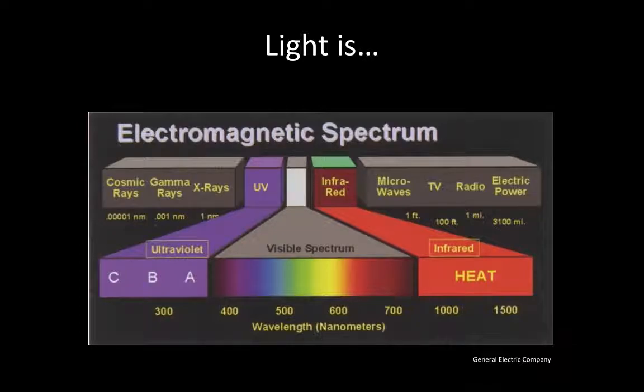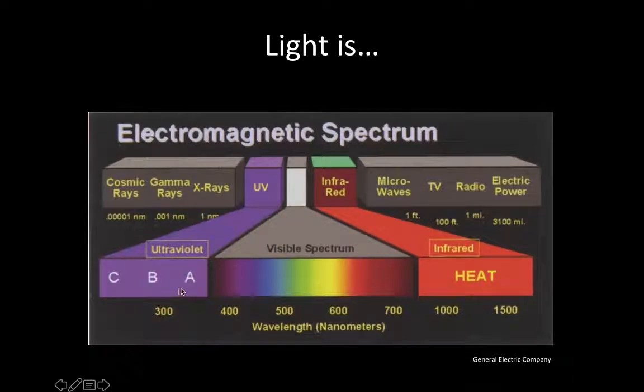This is a chart, a picture, that shows the electromagnetic spectrum, and you can see that in the middle of the electromagnetic spectrum is the visible spectrum. So right here. Electromagnetic spectrum is waves that are measured in nanometers.